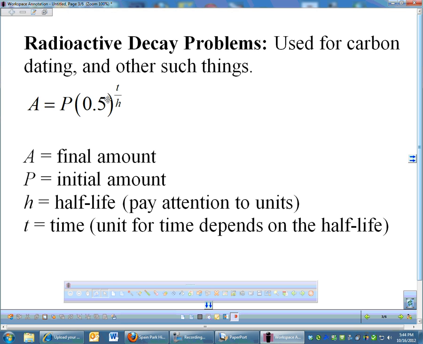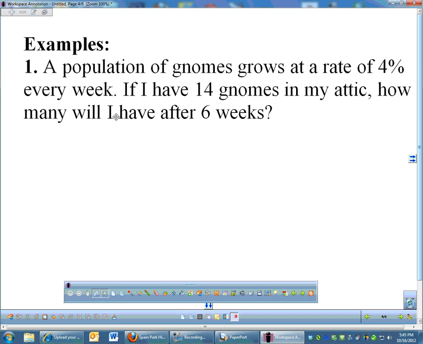And this relies on you knowing the half-life. So I will give you problems that we're going to do half-life problems. A is still the final amount. P is still your initial amount. T is still time. Only difference here is we have half-life, which is usually given in some kind of a time. It could be weeks, could be days. And the unit for half-life will affect the unit you use for time. So I have 3 examples.